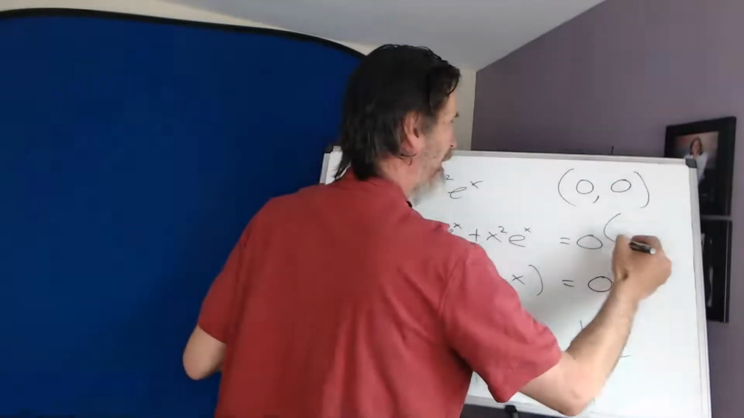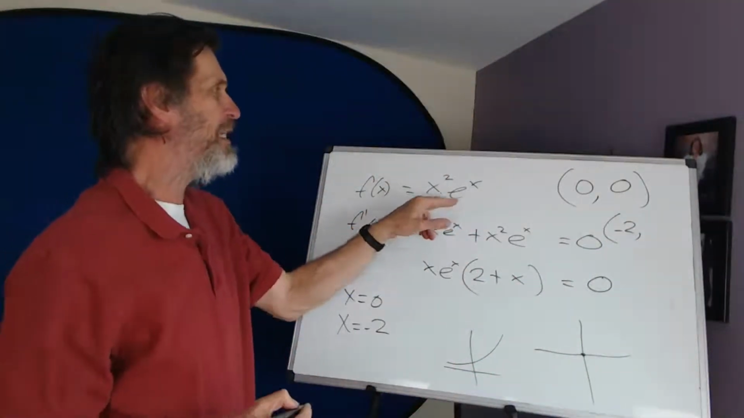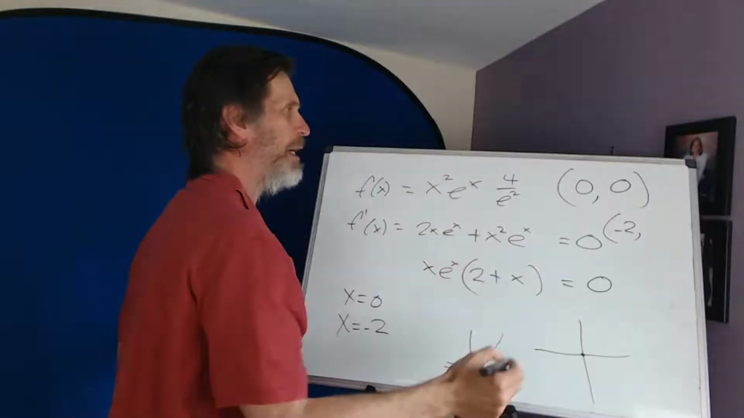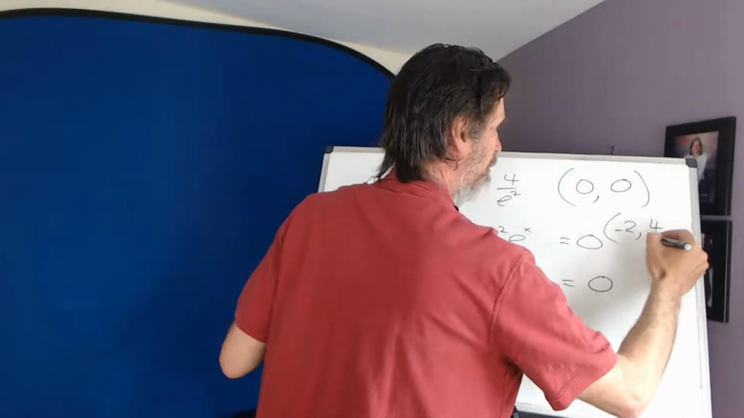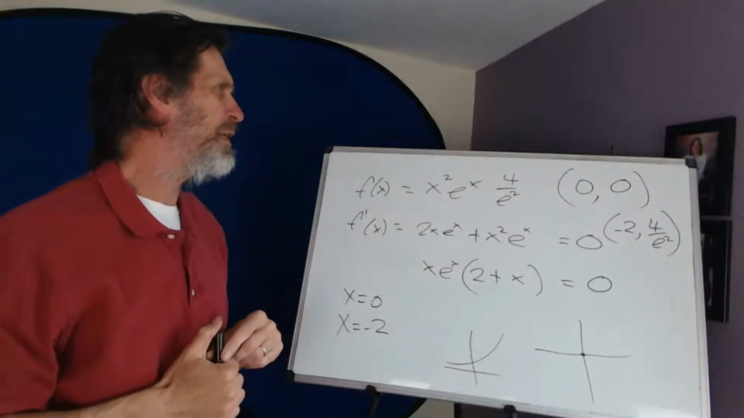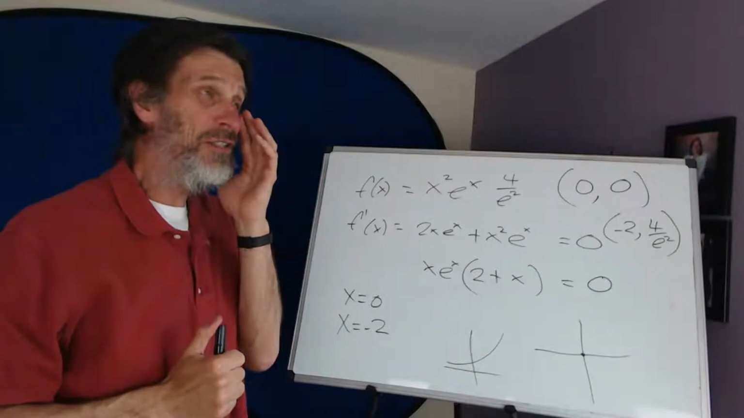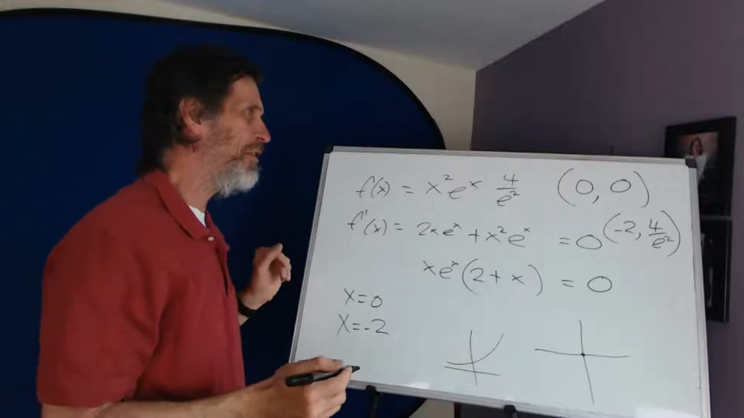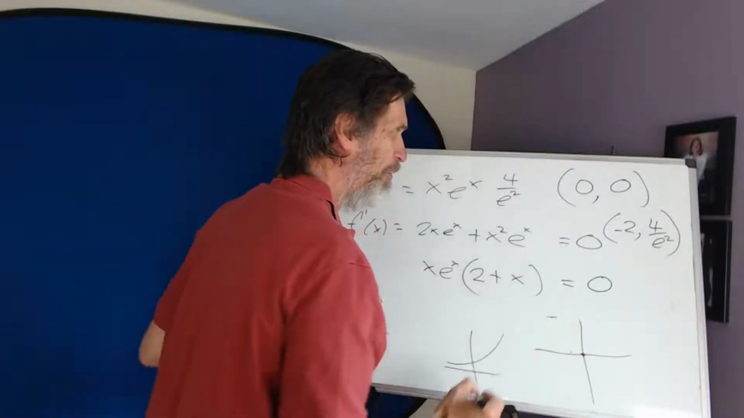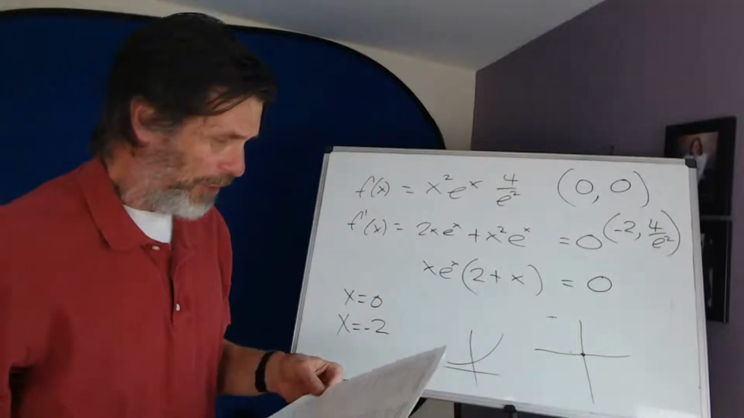Now let's plug in negative 2. If I plug in negative 2, I get 4 times e to the minus 2. That's 4 over e squared. I don't know exactly what that is. E is 2.7, so maybe that's, let's see, 3 squared is 9, 2 squared is 4, probably around 6 or so. So I have an ordered pair, negative 2, somewhere around 6. The graph goes flat there as well. That's what I conclude this problem.